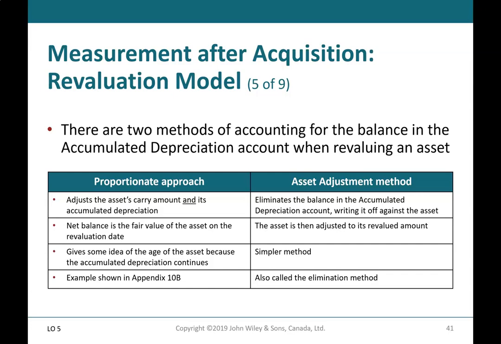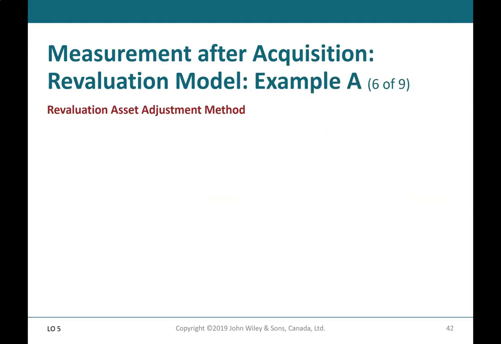Or the asset adjustment method. It eliminates the balance in the accumulated depreciation account, writing it off against the asset. The asset is then adjusted to its revalued amount. It's the simpler method, also called the elimination method.